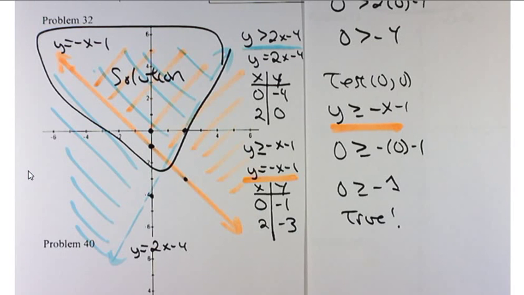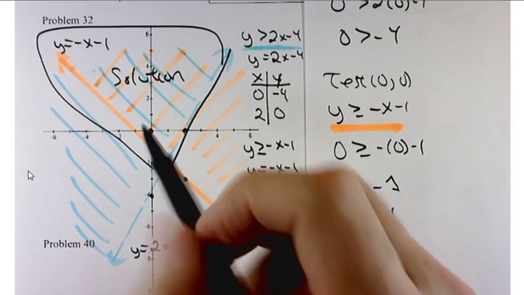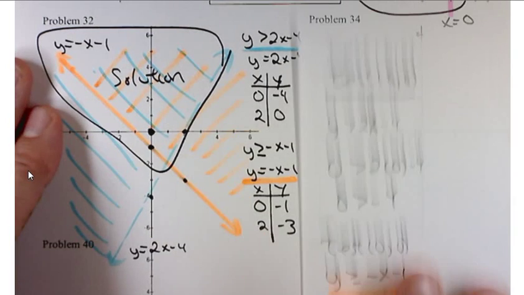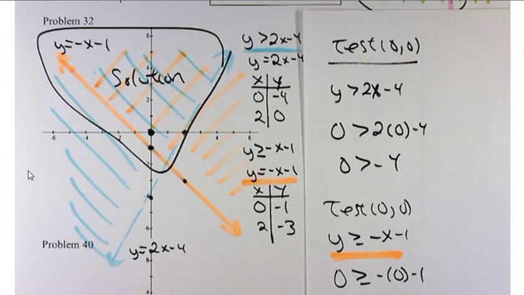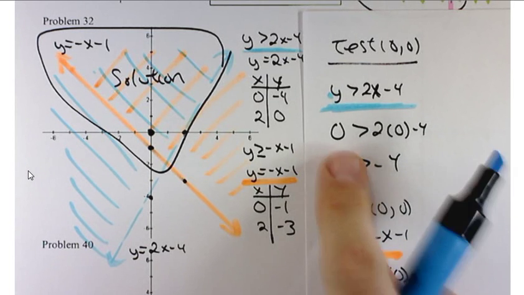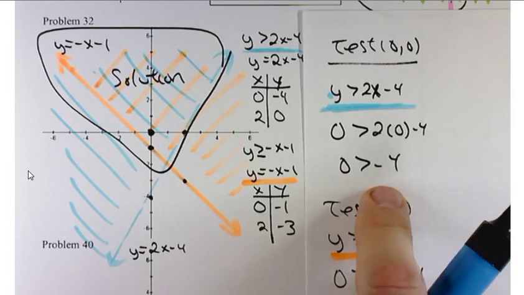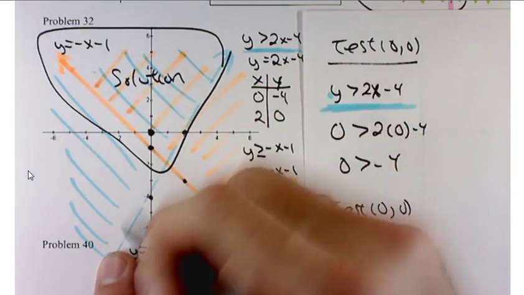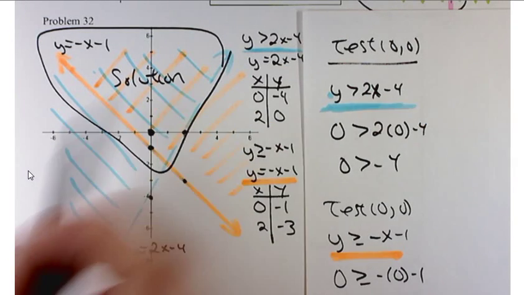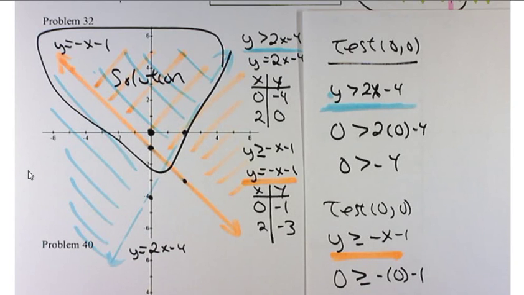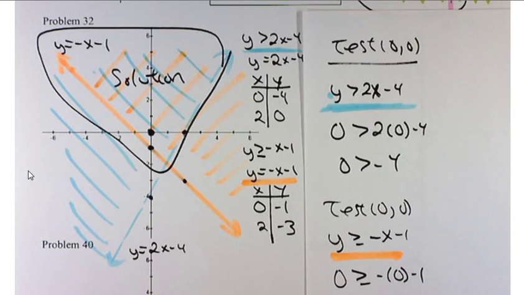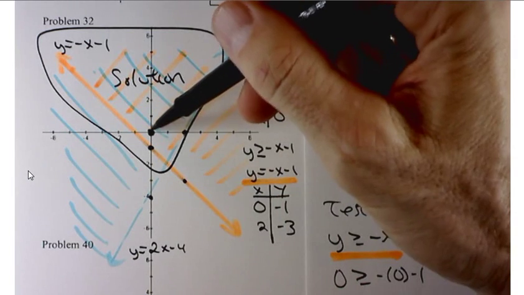Okay, so I used the same point, 0, 0, to test in both inequalities. When I tested in the first inequality, I put in 0, 0. 0 is greater than negative 4. That's true. Now you compare the test point to your line. Since it tested out true, that means every point on the same side of the line is also going to test out true. So that's the points that satisfy the inequality. That's why I shaded above. Now, had this tested out false, I'd be shading the other side.